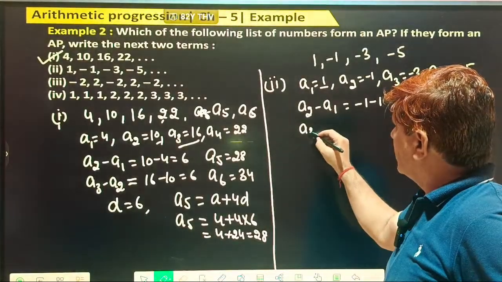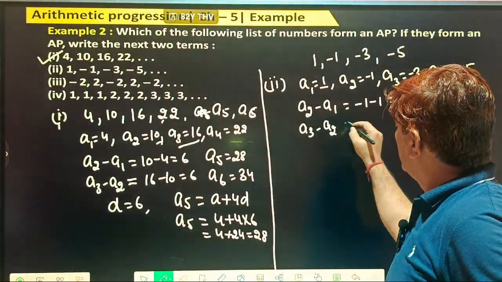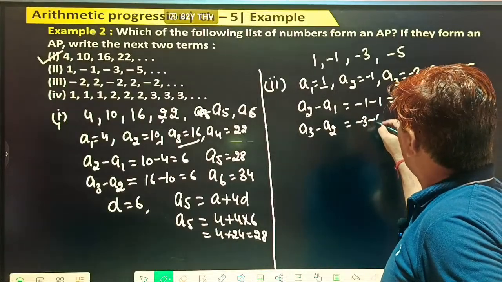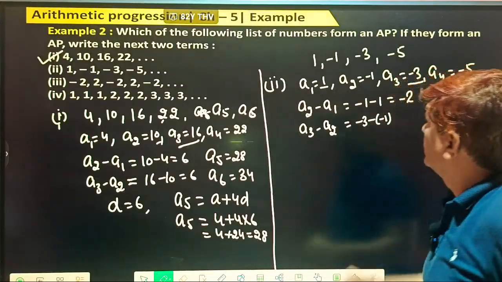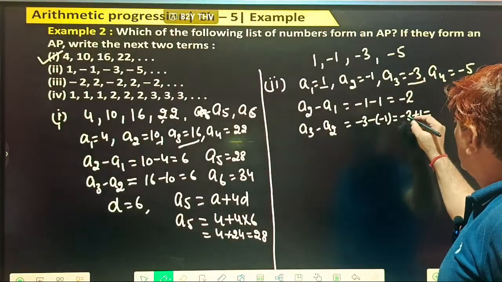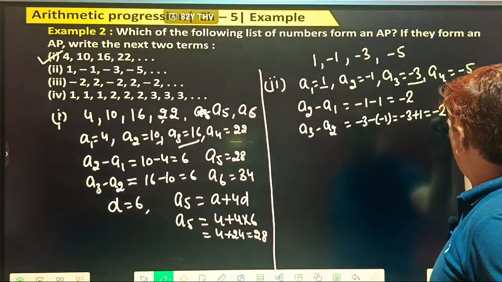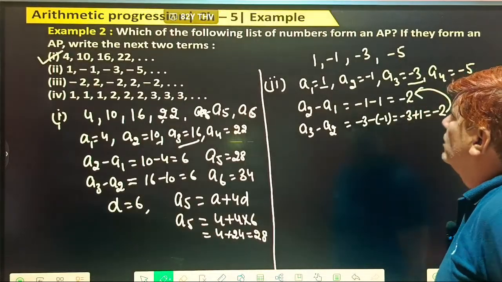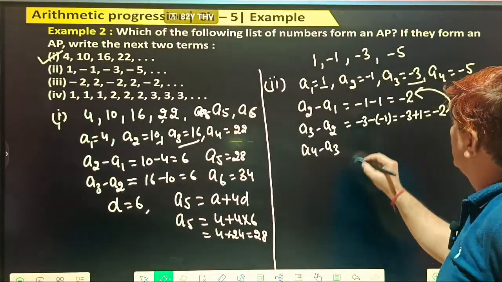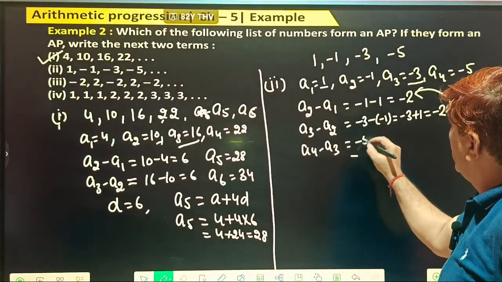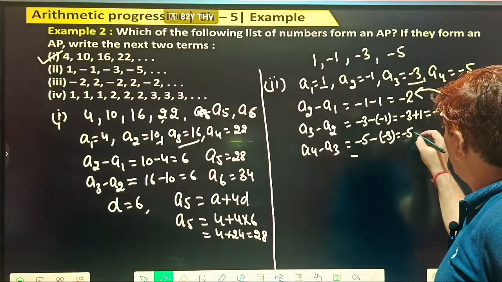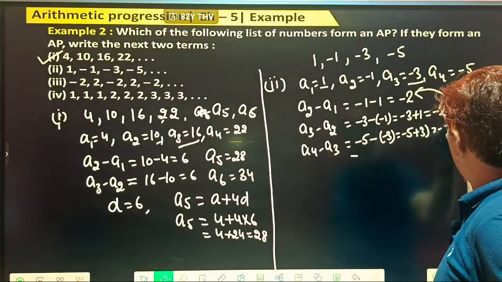Similarly, find out A3 minus A2. A3 is -3, minus of -1. So what does it become? -3 plus 1, so how much is left? -2. Look, one time, these are equal. One more you can check: A4 minus A3. A4 is -5, minus of -3. So how much? -5 plus 3, again equal to -2.